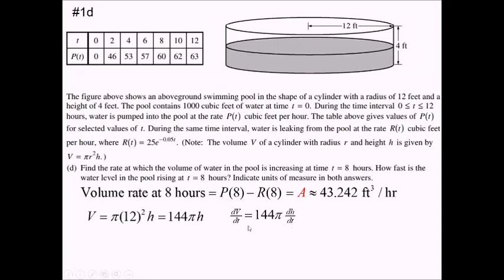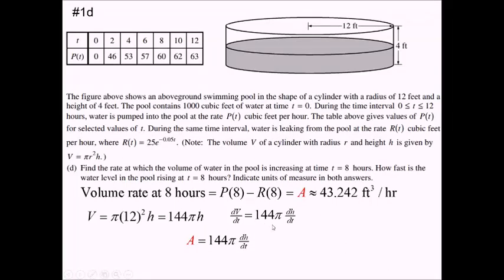Now again, we know what this dV/dt is. We just found the rate at which the volume is changing at 8 hours. That was the first part of this problem. That's that quantity A that we talked about earlier. We're looking for dh/dt. So I'm just going to plug in A for dV/dt, like so. And now if I divide both sides by 144 pi, that'll give me dh/dt.